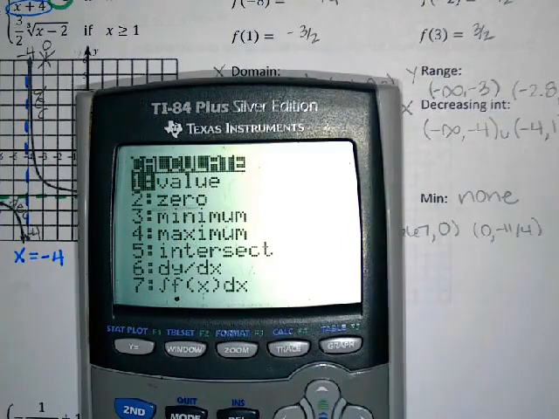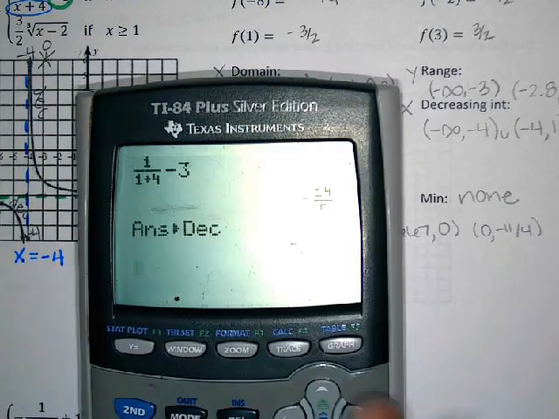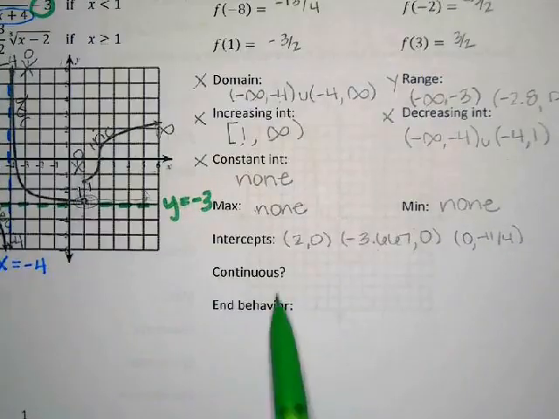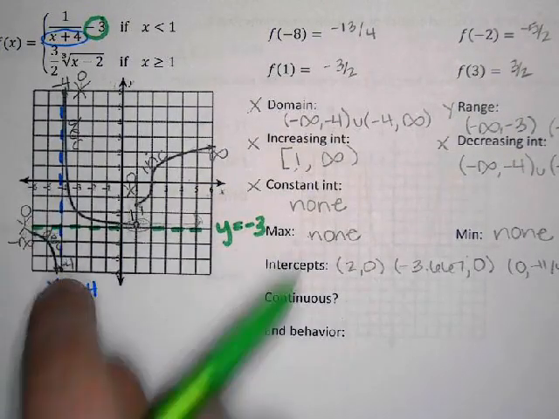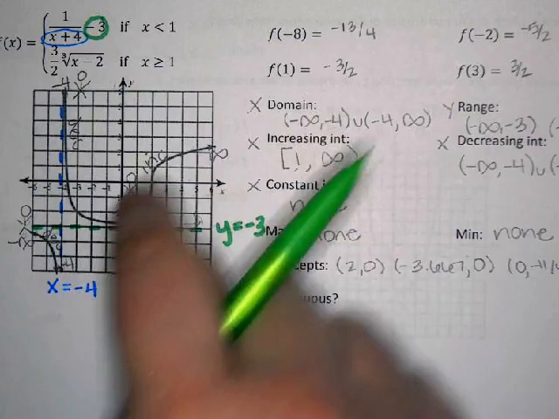Okay. Is the graph continuous? Can you trace it with your finger without picking up your finger? No, this is definitely not continuous. You trace it, pick up your finger, trace, pick up your finger, trace. So this is definitely a no. This graph is not continuous.